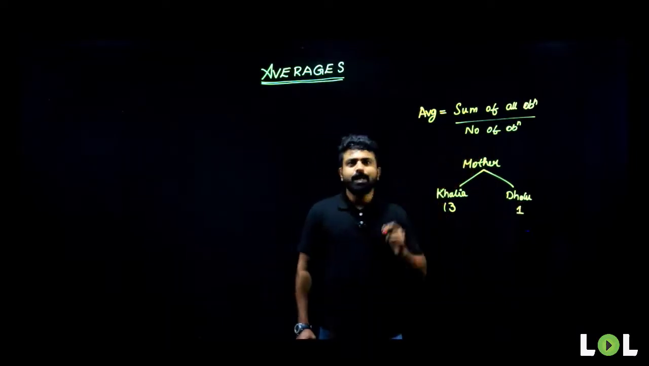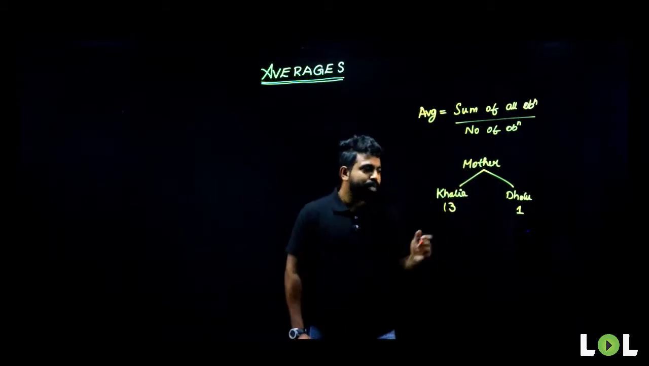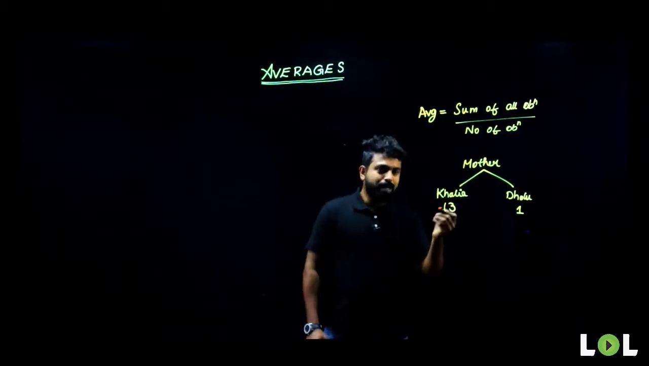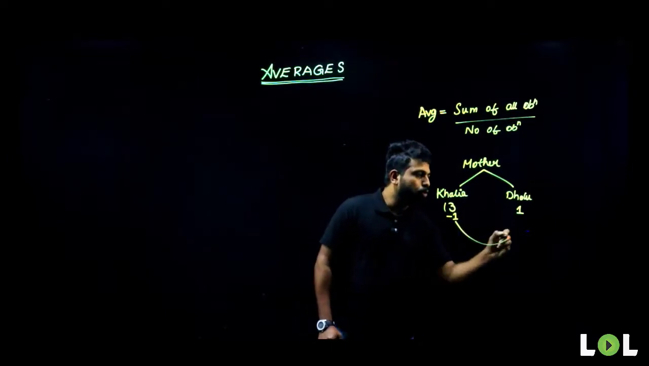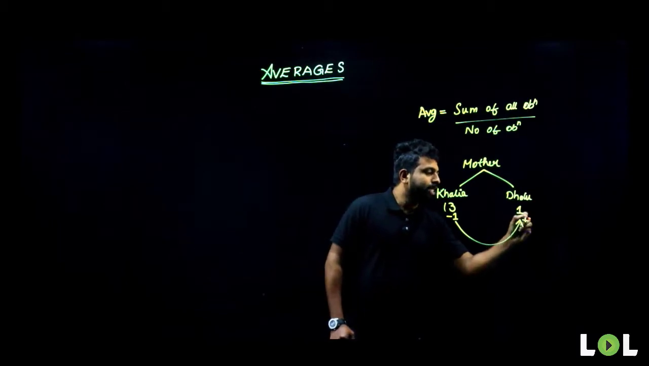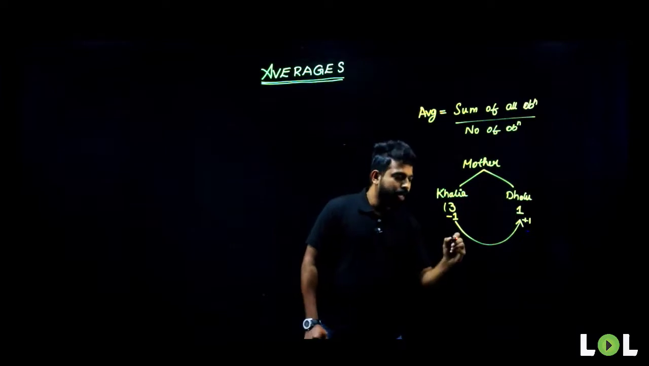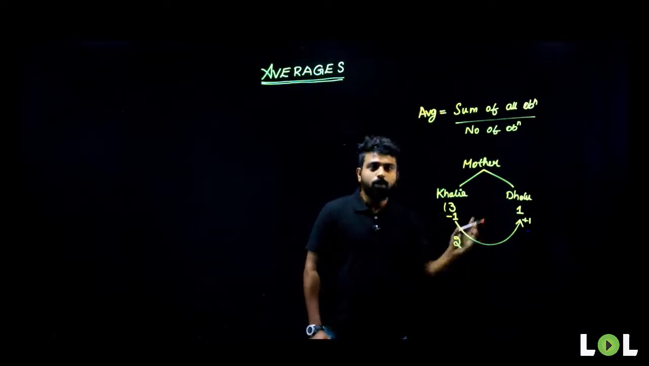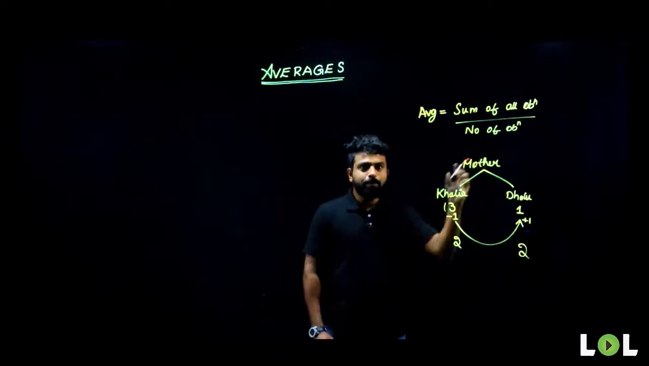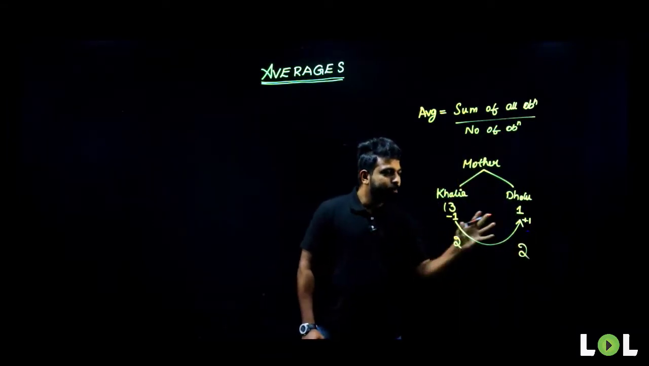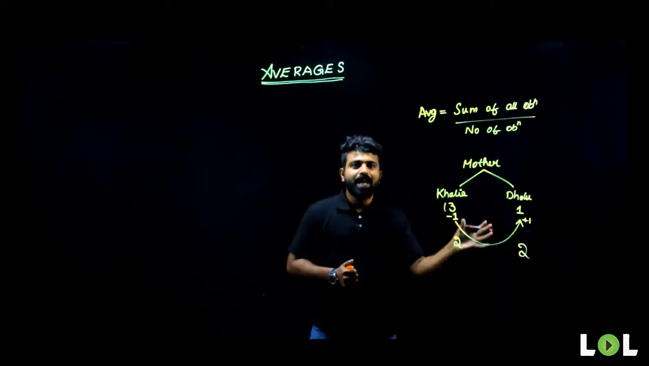But then, will the mother keep quiet? No, she treats both her sons equally. So what does she do? She takes the extra mango that Kalia has, that is 1 extra mango. She'll give that mango to Dolu. So now, how many mangoes will Kalia have? Kalia will have 2 mangoes. And how many mangoes will Dolu have? Dolu will also have 2 mangoes. So what did mother do? She equally distributed the mangoes between her sons. So this is what we mean by averages.